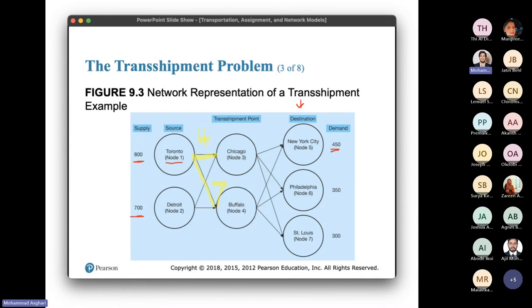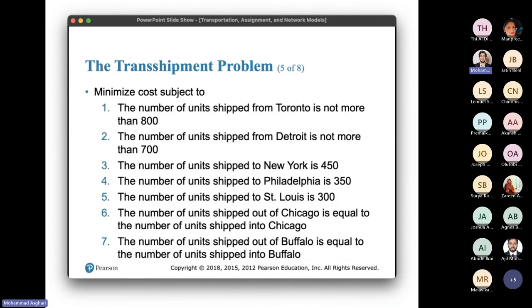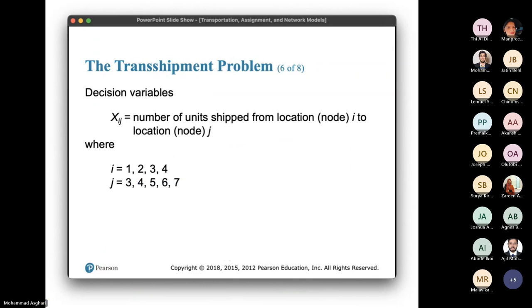And for each arc, we need to define a decision variable. We can use the same decision variable that we use in transportation problems, Xij, which shows the number of units shipped from location i to location j. Instead of source and demand, we are just using location, node i. Node i can be 1, 2, 3, 4.